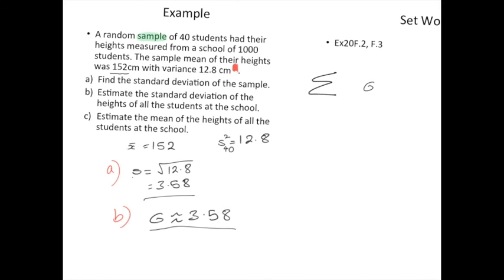C, estimate the mean of the heights of all the students at the school similarly. So what's the estimate? Mu should be approximately. That's all I've got. I don't even have the data to find anything else. That's all I know. Does that make sense? So the mean of the population is around 152, but the mean of the sample is 152.